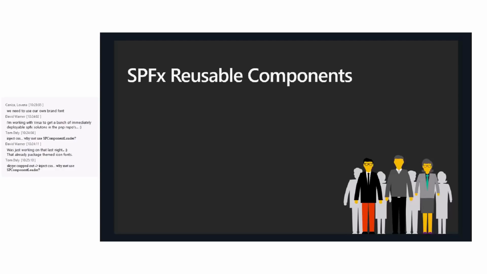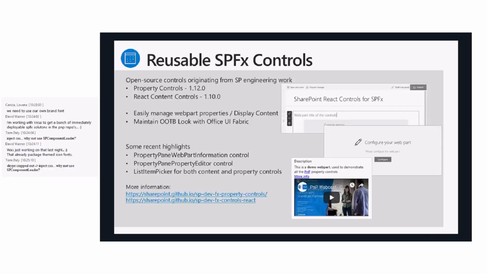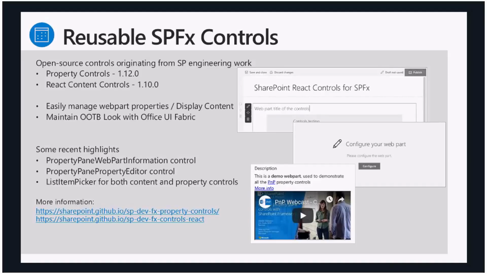SPFx reusable components. Again, if you haven't had a look at these, it's a great way to jumpstart your SharePoint Framework development. There are two separate packages of reusable controls. The first is the property controls, and those are used in the property pane. So when you go to edit your web part on the page, these allow you to have various pickers, color pickers, people pickers, taxonomy pickers, and really build a rich editing experience without having to write a lot of code yourself. These are drop-in, ready-to-go controls.